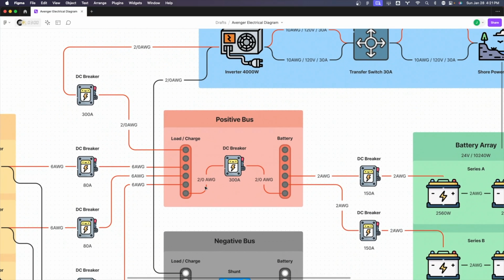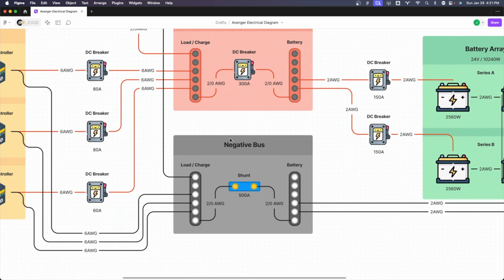But in between, we're using another breaker so that we can turn off the load and charge separate from managing the battery system. So we've got these two things being able to be separated through this 300 amp breaker. And then similar on the negative side, the only difference is we obviously don't have a breaker here, but we have a shunt. That's where my shunt is, basically bridging these two together. And that allows us to produce the results of that monitor that we saw in the bathroom previously.